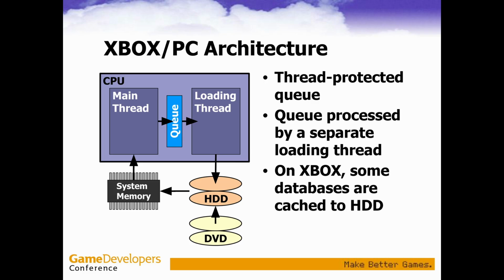So let me talk a little bit about the specifics of the several platform architectures that we did in our engine. The Xbox PC has a thread-protected queue. The main thread queues up the resource requests, and the loading thread will wake up when something is queued and initiate calls to the hard drive or the DVD to load the data. Then the thread will sleep while the data is loading, allowing the main thread to run.